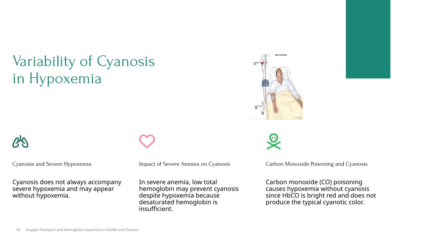Finally, let's consider carbon monoxide poisoning. CO binds to hemoglobin to form carboxyhemoglobin, which is bright red. Interestingly, this form of hemoglobin doesn't produce the usual cyanotic color, so even when hypoxemia is present, cyanosis may not be observed. This is a critical point because it highlights how different types of hypoxemia can present differently, reinforcing the importance of understanding the underlying cause when assessing oxygenation and cyanosis.